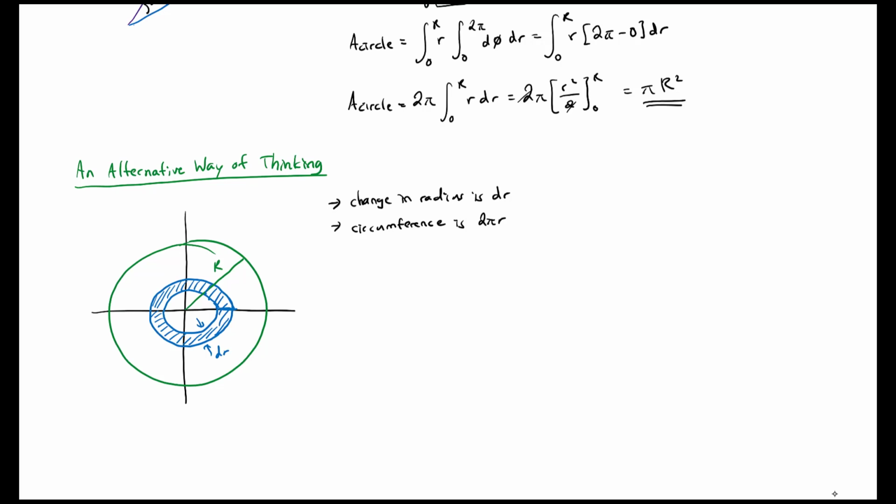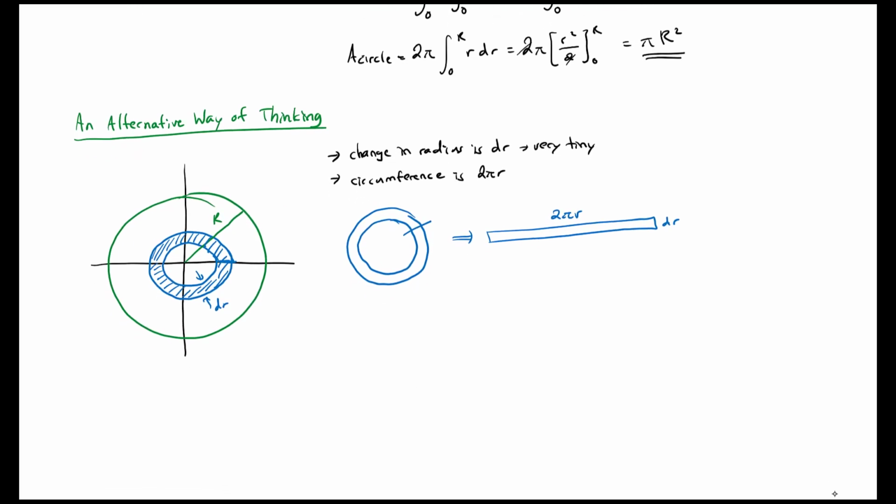So this is very tiny. Another way of explaining this is if we had this ring, what if we just cut it, unwrapped it, made a rectangle with a thickness of dr and a circumference of 2 pi r. That means we can get a surface element ds is equal to 2 pi r times dr.